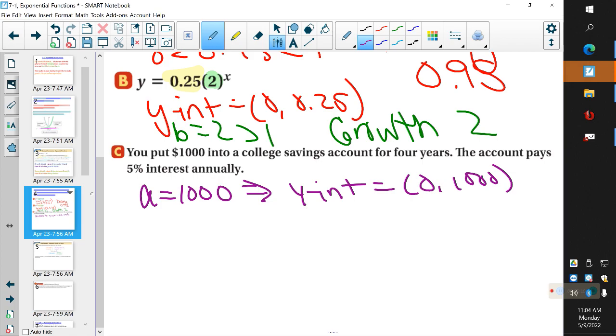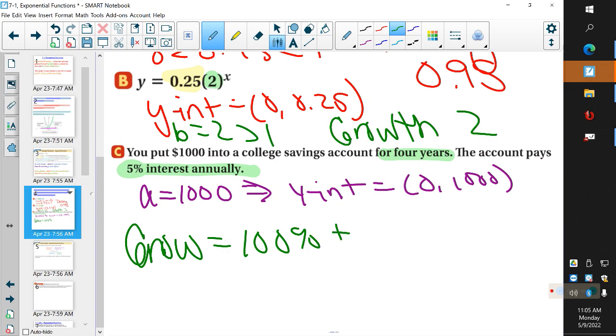Then it says you're putting it in your savings, an account for 4 years. The account pays a 5% interest annually. Is my money going to grow or is it going to decay? It's going to grow, and I need your brain to understand that not only is it going to grow, but I want 100% of my money, and then I'm going to add to it how much annually? 5%. So that means that I have 105%.